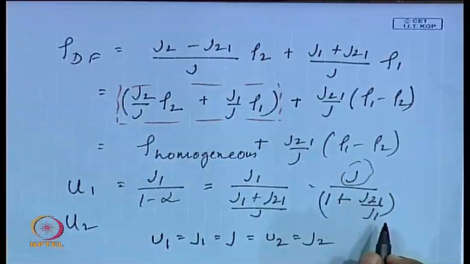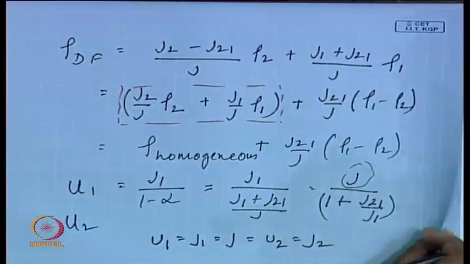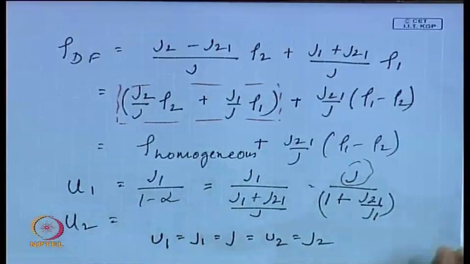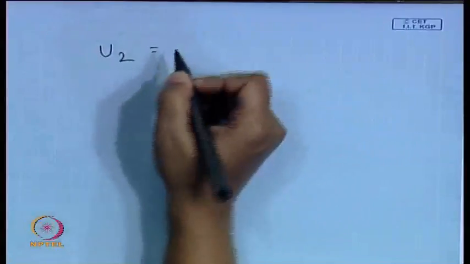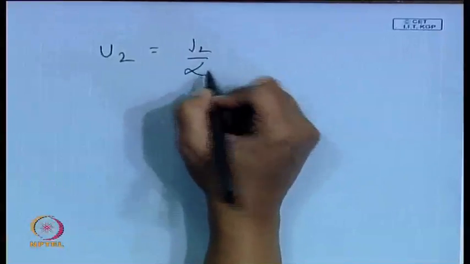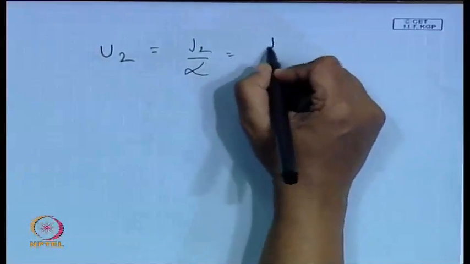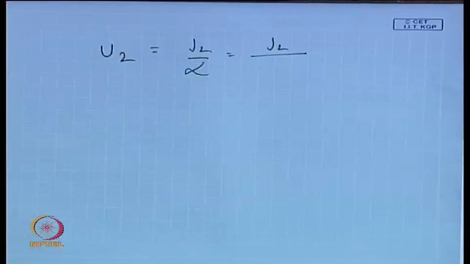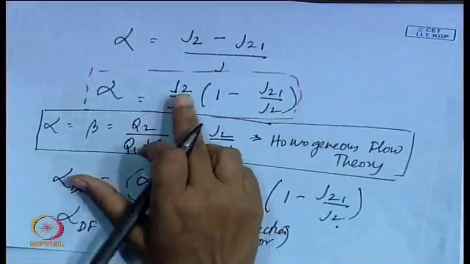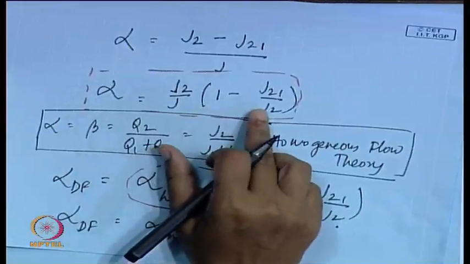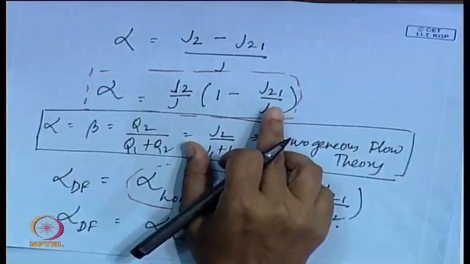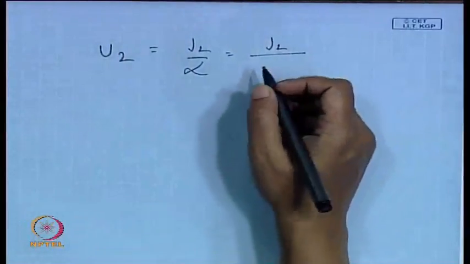Okay. Same way u2, if you try to find out, here it is going to be slightly congested, I will do it in a different paper. u2, this is equal to again j2 by alpha, is not it? What is alpha equals to? We have already found out the derivation of alpha, j2 by j, 1 minus j21 by j2, is not it? Substitute this value of alpha here, then what do you get?